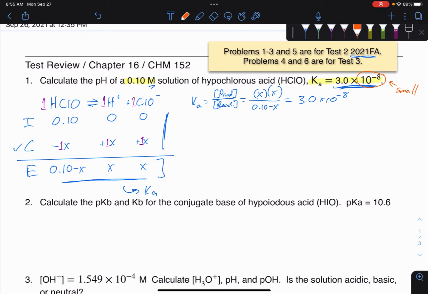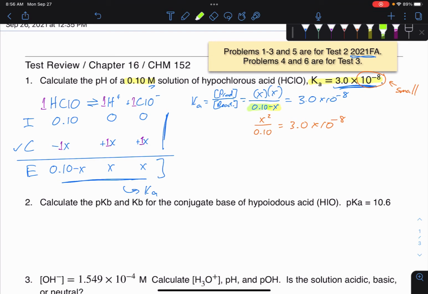If I go through here and simplify the expression with the approximation, it looks like that. And we can evaluate this exactly using a calculator. Basically what I'm saying is that this value of X is so small compared to the initial concentration that we can ignore X. And we'll see that is the case.